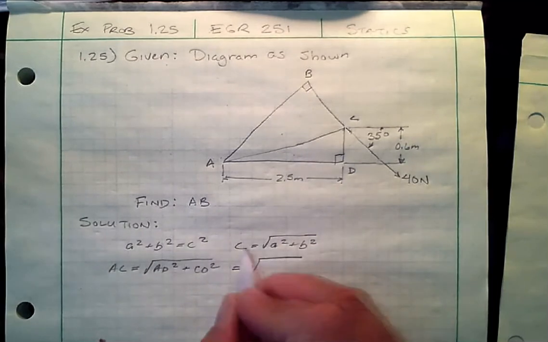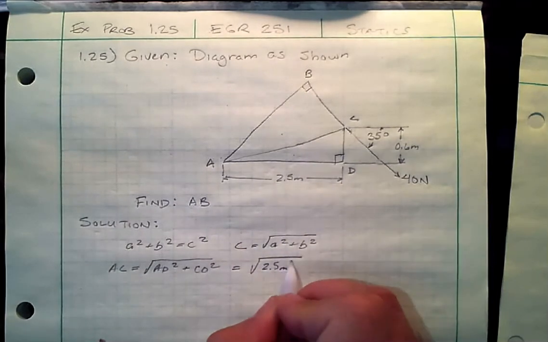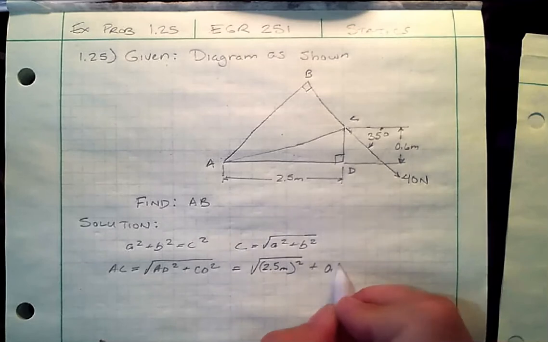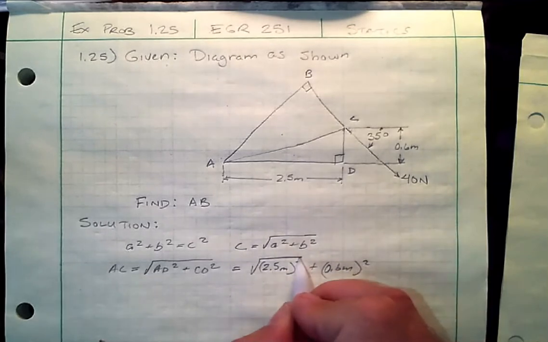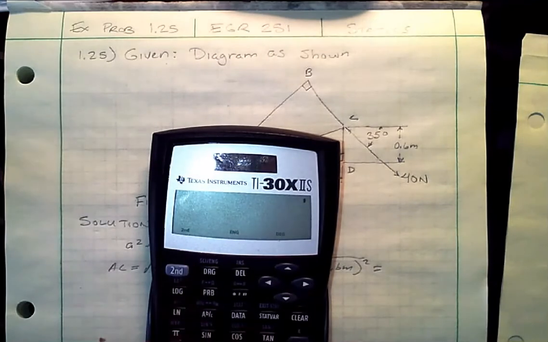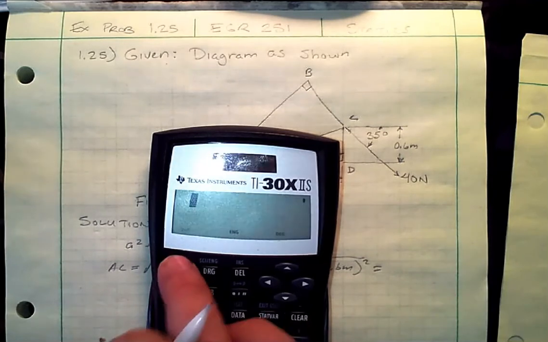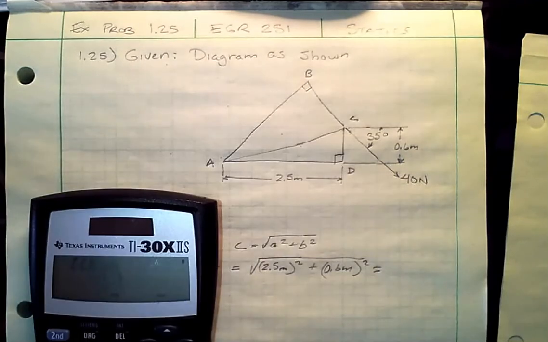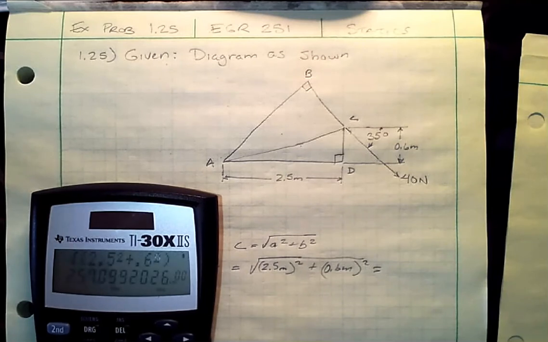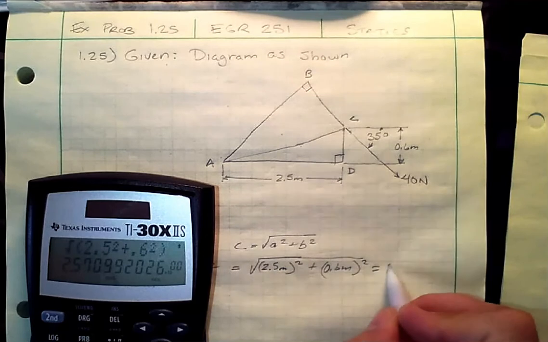We can put our values in. Square root of AD, which is 2.5 meters, quantity squared, plus our distance here is 0.6 meters, again, quantity squared. And if you go through and use your calculator, again, trying to do this all in one step is kind of helpful. Actually, clear that. I'm going to do a square root of 2.5 squared plus 0.6 squared, and then close parentheses and hit equal, right? And it's going to be about 2.57.